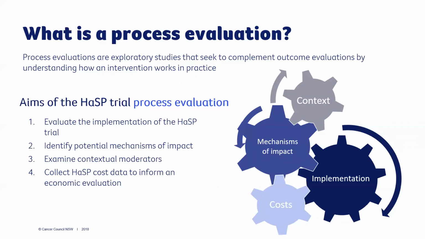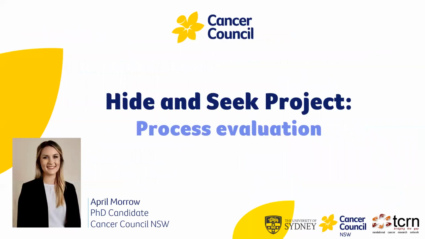Process evaluations are exploratory studies that seek to complement outcome evaluations by understanding how an intervention works in practice. Aims of the HASP trial process evaluation are to evaluate the implementation of the HASP trial, identify potential mechanisms of impact, examine contextual moderators, and collect HASP cost data to inform an economic evaluation.